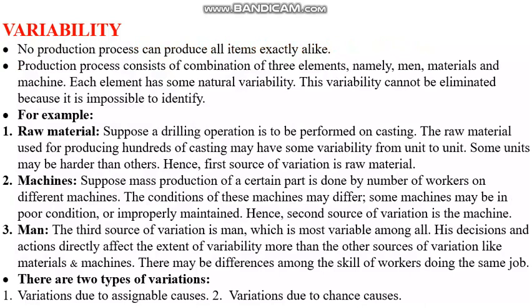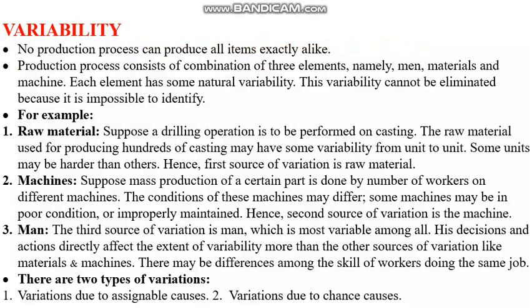Now let us see the thing called variability. Variability means variation. Variation means one differs from another. One varies from another. You see, no production process can produce all items exactly alike.